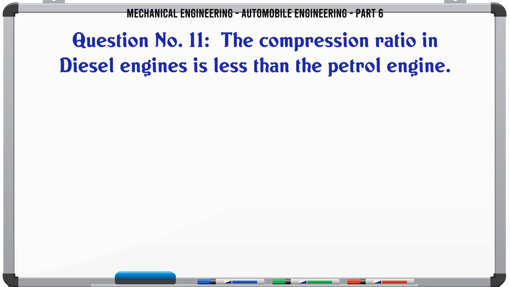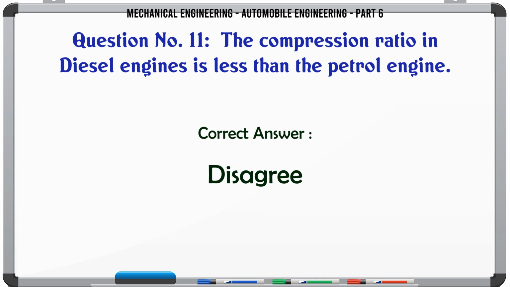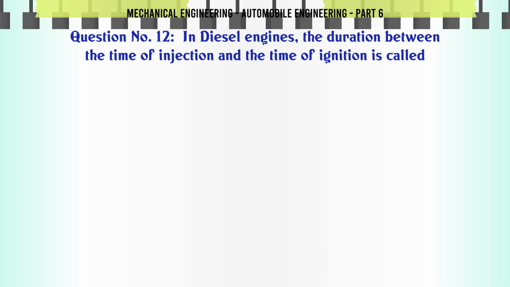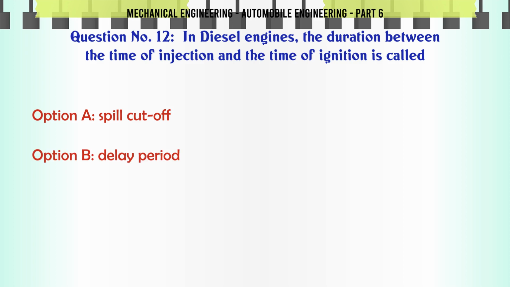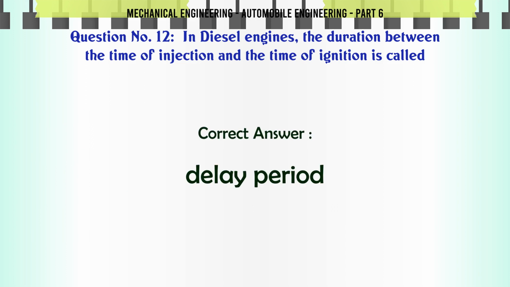The compression ratio in diesel engines is less than the petrol engine. A. agree, B. disagree, C. D. The correct answer is disagree. In diesel engines, the duration between the time of injection and the time of ignition is called: A. spill cutoff, B. delay period, C. injection period, D. ignition period. The correct answer is delay period.